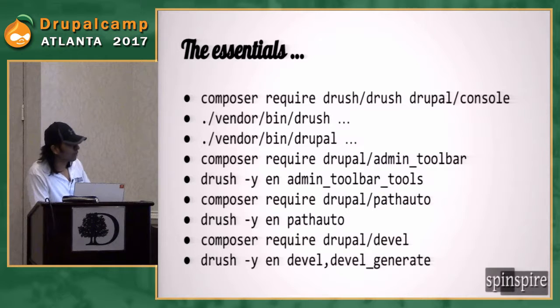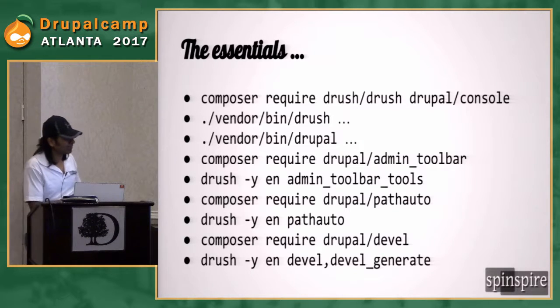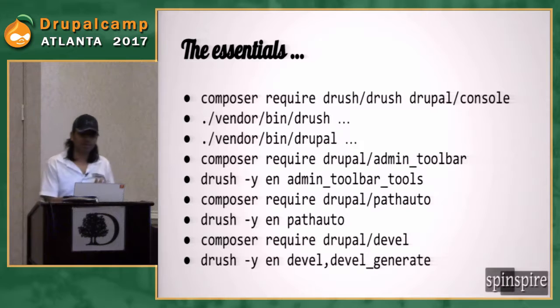Now that you have done this, you can now run Drush like this. Unlike in D7, where we used to have to install Drush outside somewhere, in user local bin or someplace, you don't have to do that. This can become part of your project root. And then Drupal Console can also be added using the first command and then used with this command from your project root.